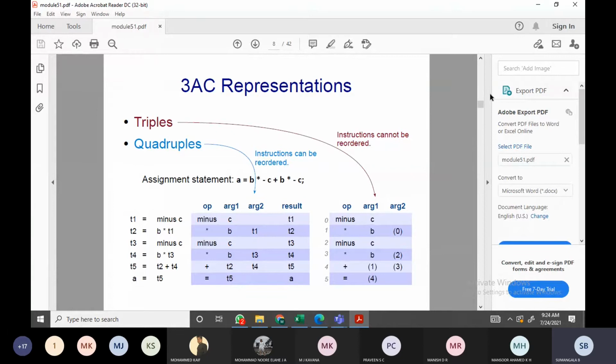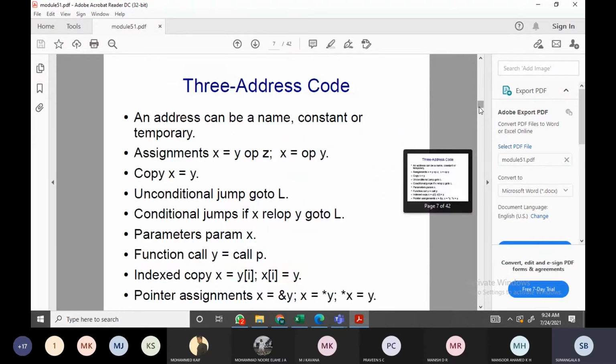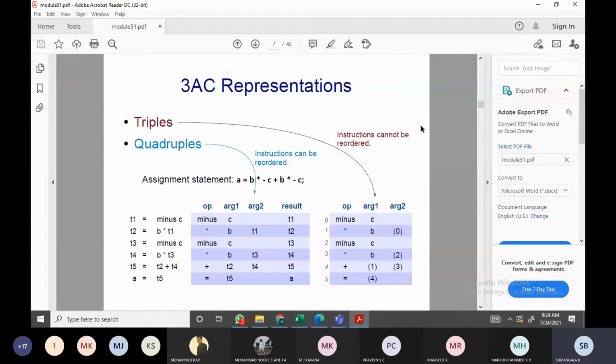When we are using the intermediate code, we will divide the instructions and store the results in temporary variables. See here, you have B star minus C, and here also you have B star minus C. Which one has to be evaluated first? B star minus C, that is the first one. That means first you have this minus C, where C is having the sign.